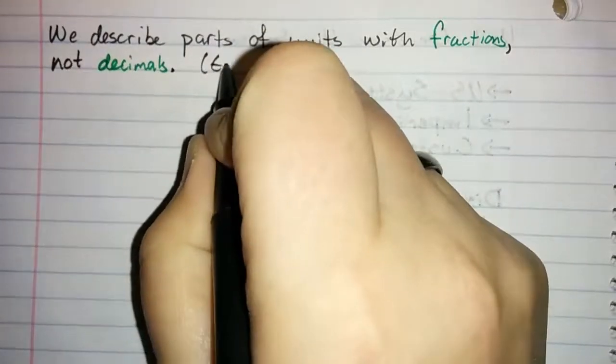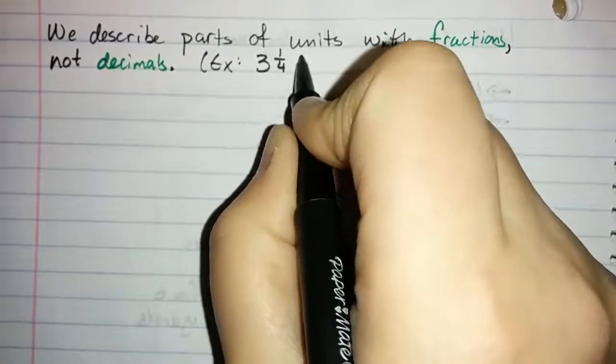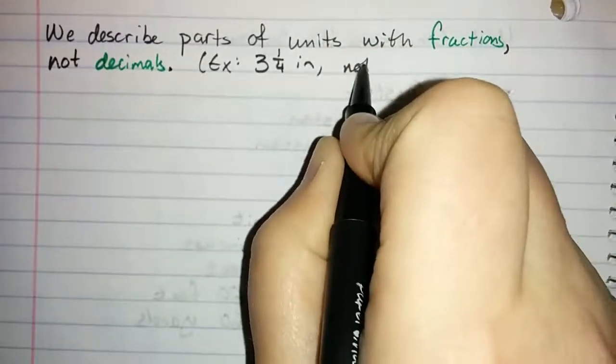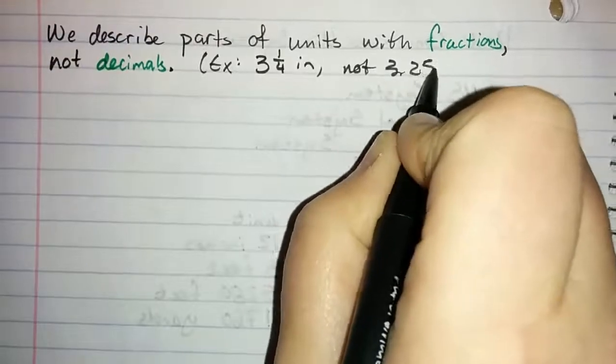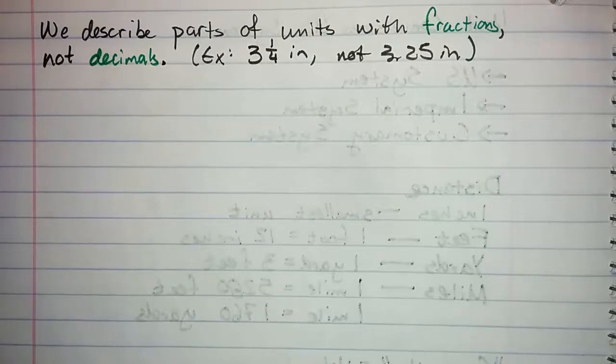So for example, it would be much more normal to say 3 1/4 inches, not 3.25 inches. Let's see some examples of converting within the customary system, keeping in mind that sometimes we're going to get fractions in our answers.